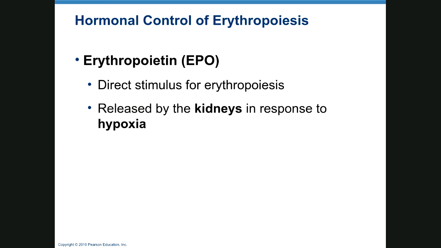Now, erythropoietin is a direct stimulus for erythropoiesis. It's released when oxygen levels are low, then erythropoietin will be released. So patients with kidney failure may become very anemic due to not having this erythropoietin released.